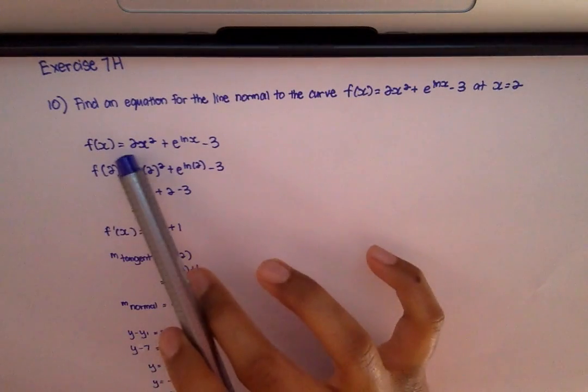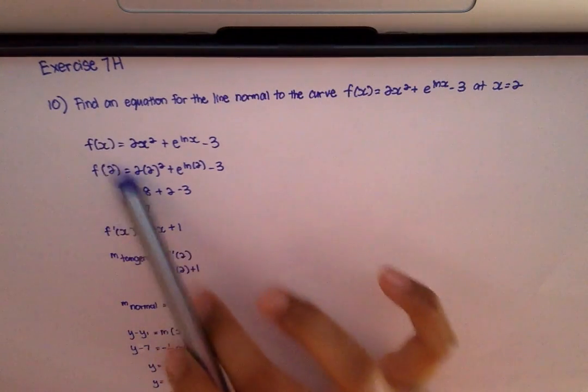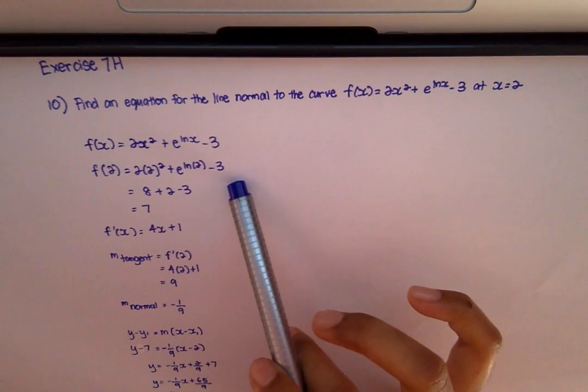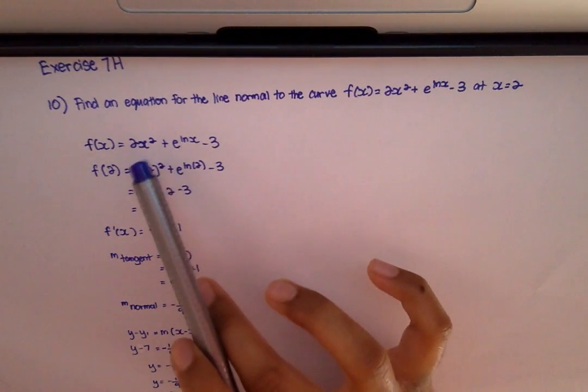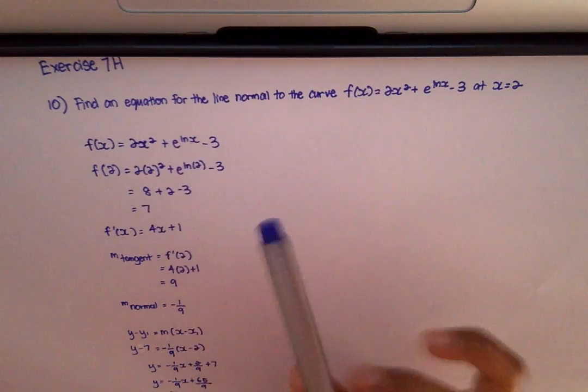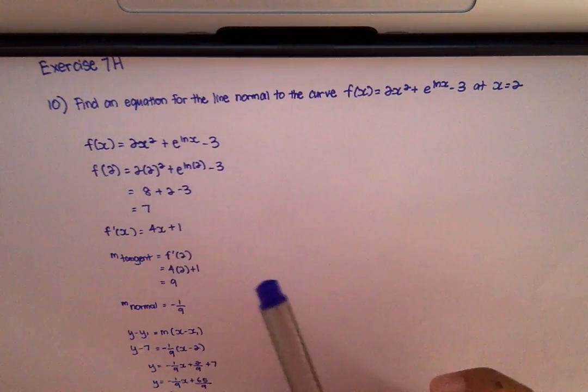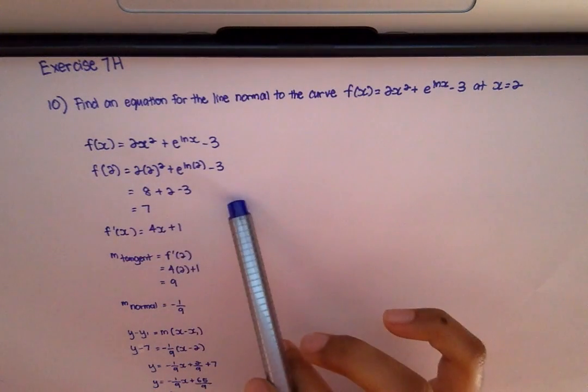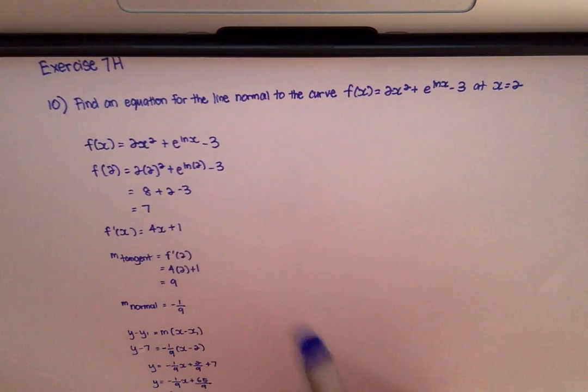We have to substitute x in here with 2. And accordingly, the x's in the equation will follow. So instead of x, we replace it with 2. So 2 over here, 2 over here. This is what I've written here. And that can be simplified to 8 plus 2 minus 3, which gives you 7.